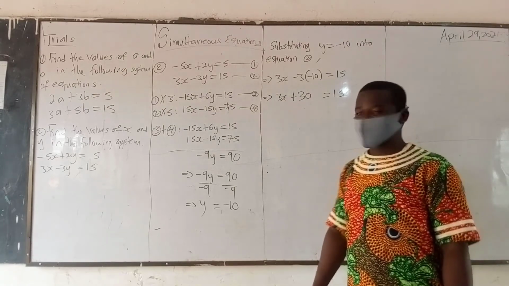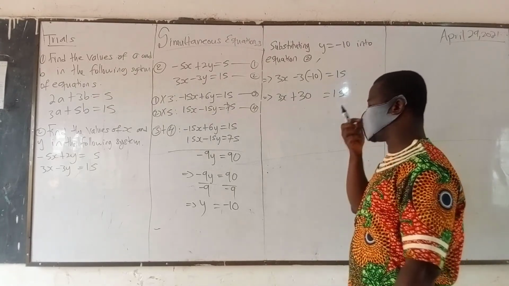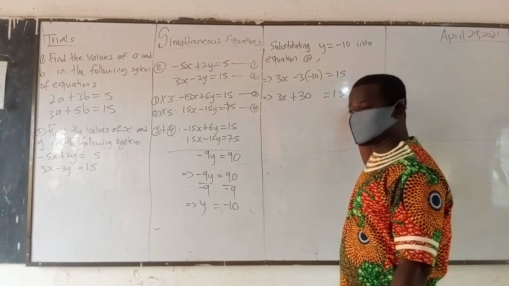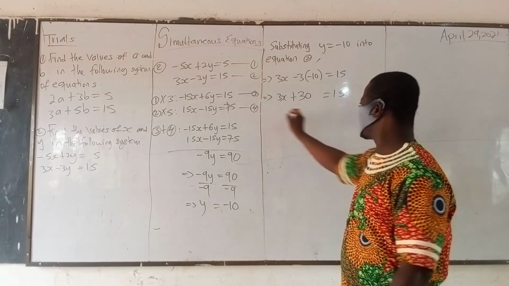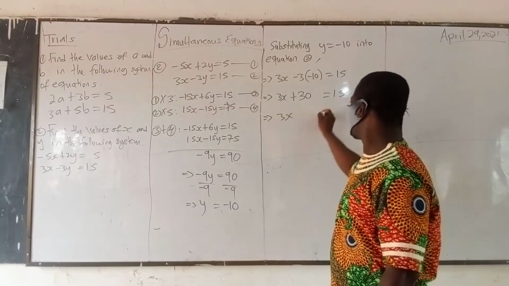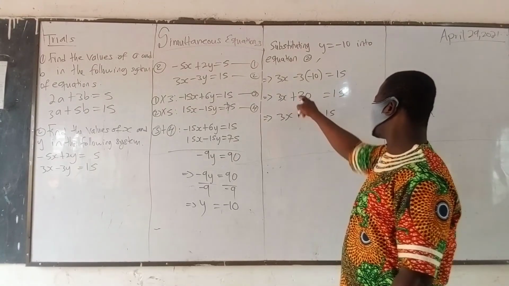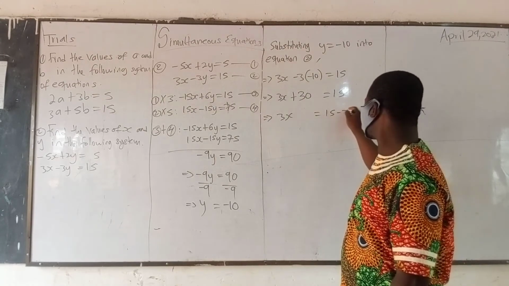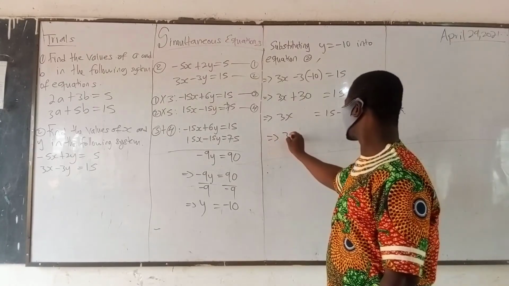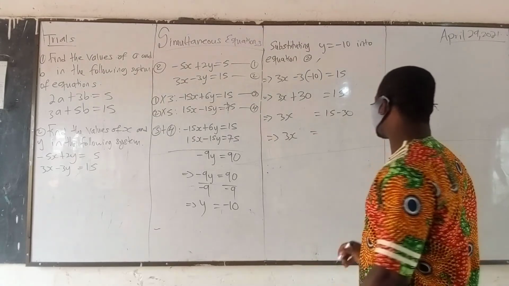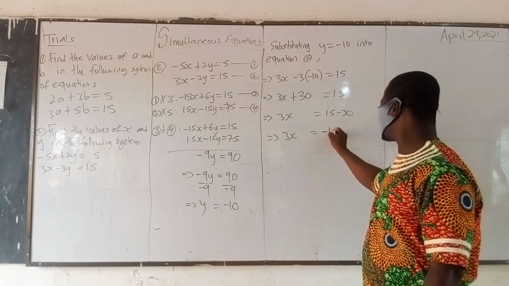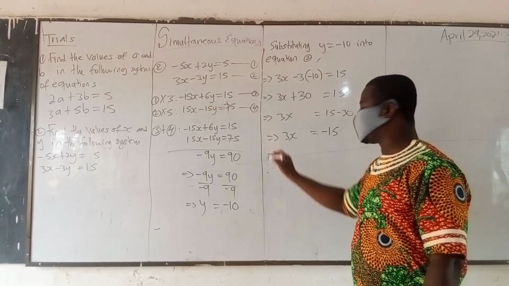So I'll subtract 30 from both sides. Or better still, I'll transpose 30 to the right hand side, right? When you transpose, what happens to the sign? It becomes negative. So now I imply that 3x is equal to 15 minus 30, which gives us negative 15. Now the last step, what do I do?